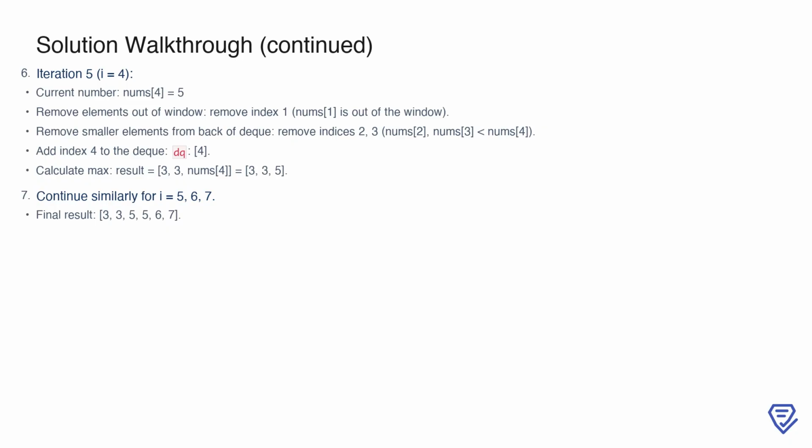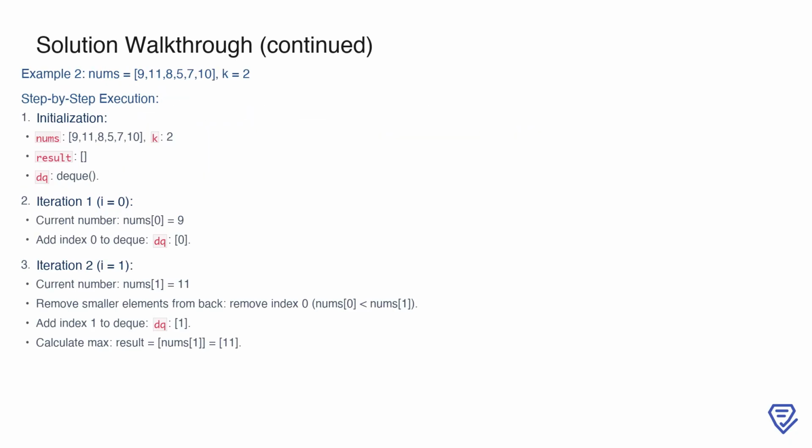This process continues for i equals 5, i equals 6, and i equals 7, with similar steps of removing out of window indices, maintaining descending order in the deque, and calculating the maximum for each window. By the end of the array, the final result is 3, 3, 5, 5, 6, 7. In the next example, we work with the array nums equals 9, 11, 8, 5, 7, 10, and a window size k of 2. We start by initializing the result list as empty and the deque as empty.